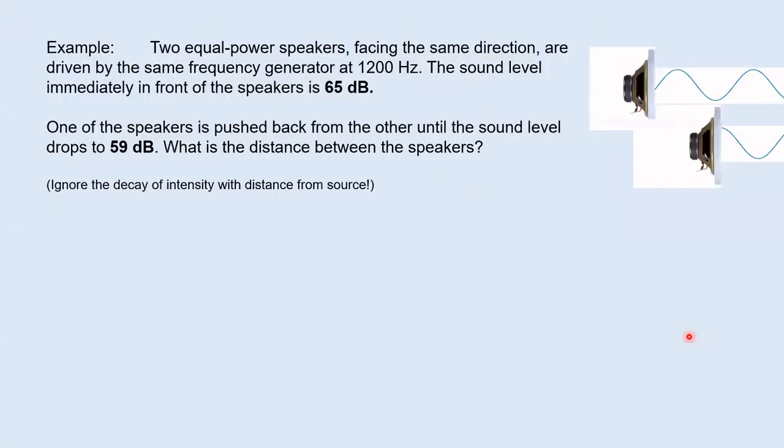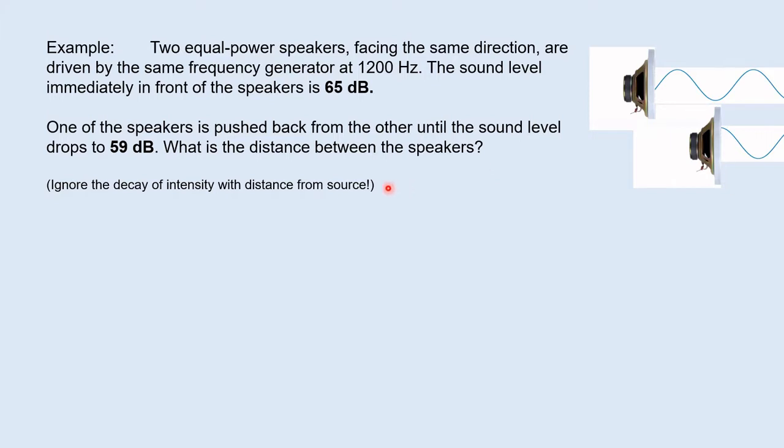Okay, here's the example. Two equal power speakers. I didn't want to say identical speakers because identical sources means no inherent phase difference, at least in our book. They're facing the same direction, which means the listener hears the sound waves from both speakers overlapped, and they're being driven to produce a tone of 1200 hertz, well within the range of human hearing. And if you're standing in front of the speakers, you hear a sound level of 65 decibels. Then you're told that one of the speakers is pushed backwards, I guess that would be this one in the picture, until the sound level is only 59 decibels.